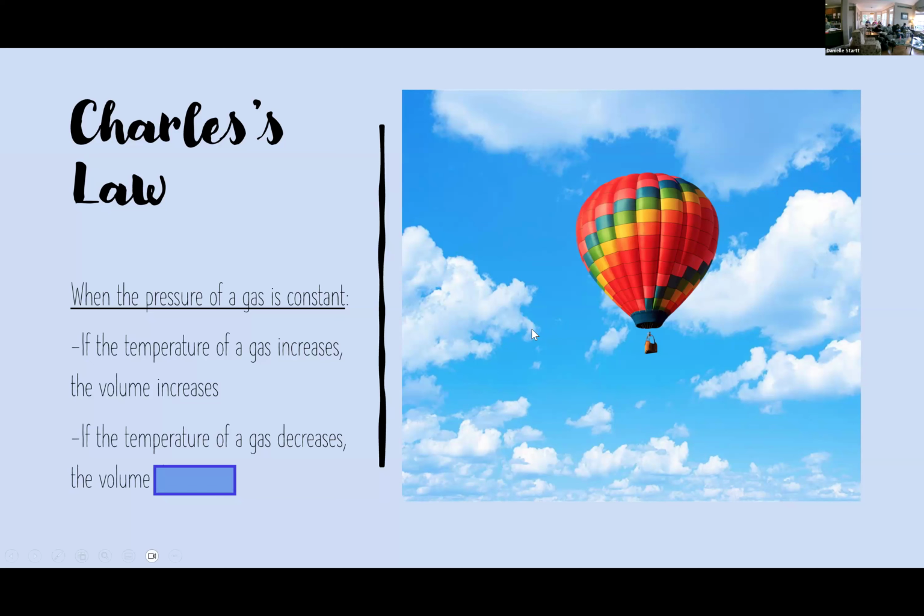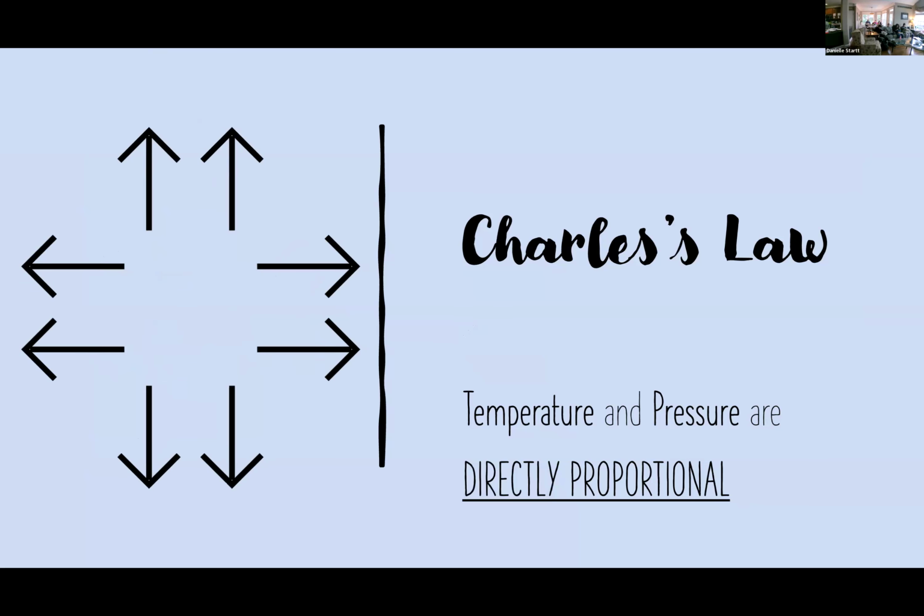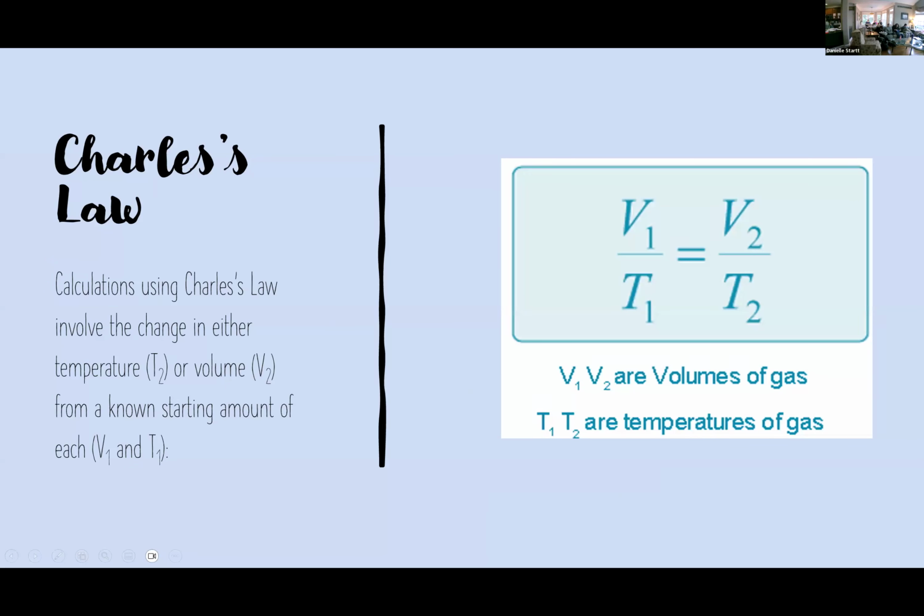Decreases also. So when we have a relationship where if one thing goes up, the other goes up, if one goes down, the other goes down, one goes left, the other goes left, one goes right, the other goes right, what kind of proportionality is this? Directly proportional. Notice the arrows. That is direct proportionality. If making Caitlin happy makes me happy, that is a directly proportional relationship. Great.